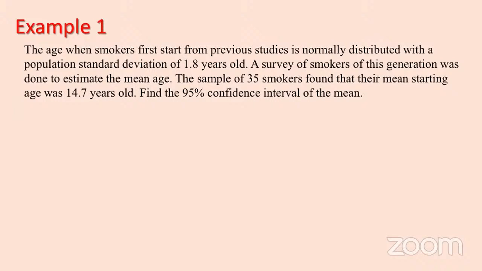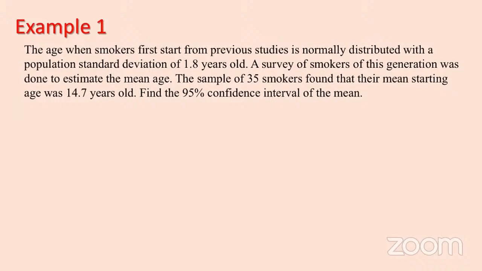Let's read through the problem, try to understand the problem, and also understand the process of calculating that confidence interval. The age when smokers first start, from previous studies, is normally distributed with a population standard deviation of 1.8 years old. A survey of smokers of this generation was done to estimate the mean age. The sample of 35 smokers found that their mean starting age was 14.7 years. We have to find the 95% confidence interval for the mean.